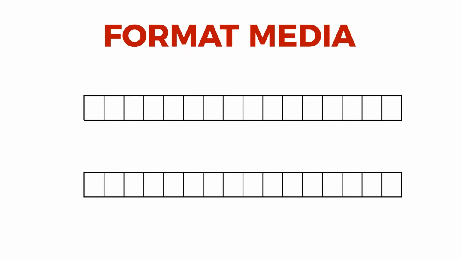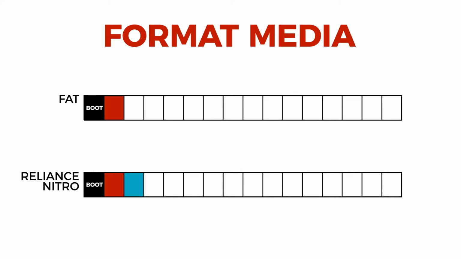In this example, we will format two disks, one with a basic FAT file system and one with a Reliance family file system. Each disk has a boot block, the FAT has a file allocation table, and the Reliance disk has two meta roots. These are used to point to the current and last known good state.